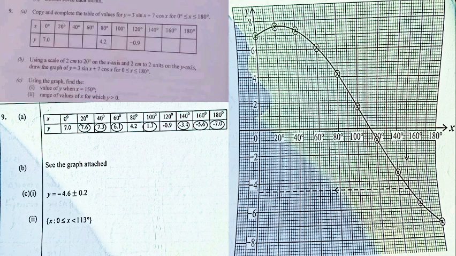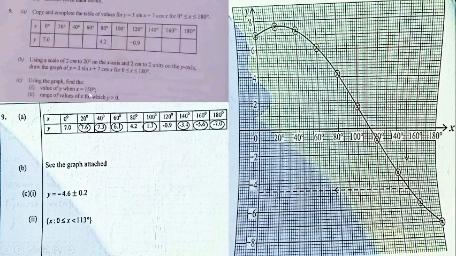It will give us a curve, and that's what you are having here. And that is the graph of that equation given to us. So question number C now, using the graph, find the value of y when x is 150 degrees.